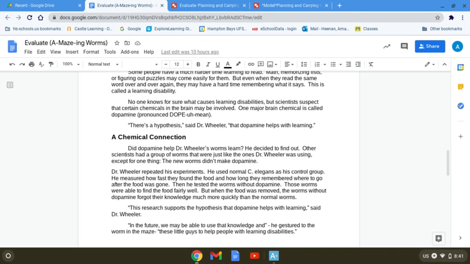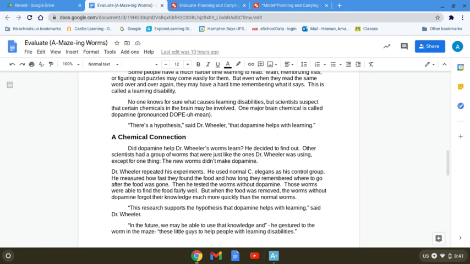Other scientists had a group of worms that were just like the ones Dr. Wheeler was using, except for one thing. The new worms didn't make dopamine. Dr. Wheeler repeated his experiments. He used normal C. elegans as his control group. He measured how fast they found the food and how long they remembered where to go after the food was gone. He then tested the worms without dopamine.